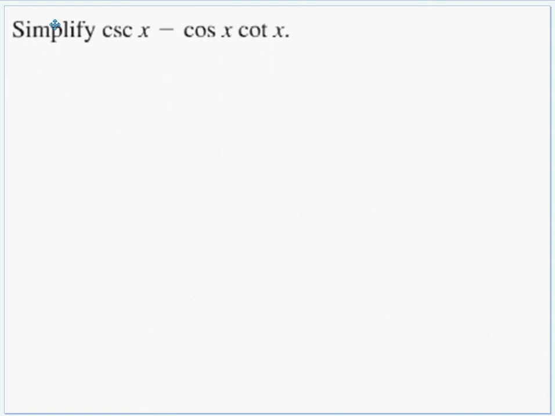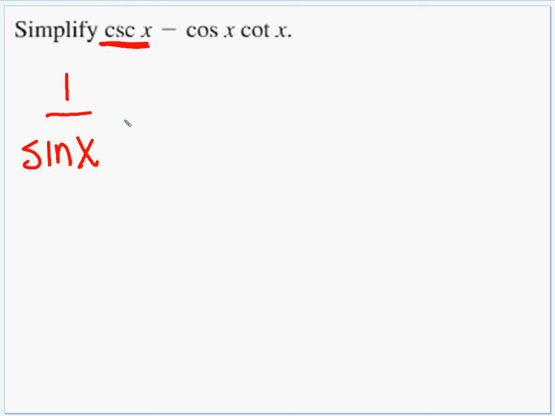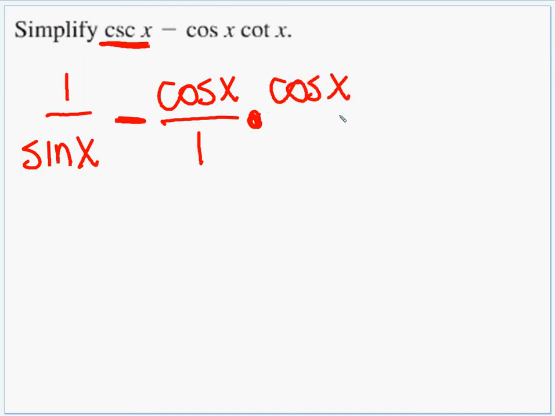Now this one, again, very similar to the last one. Let's turn everything into sines and coses. Cosecant, that is 1 over sine, minus, we'll leave that cos alone because cos is cool, times cotan. Cotan is cos over sine.